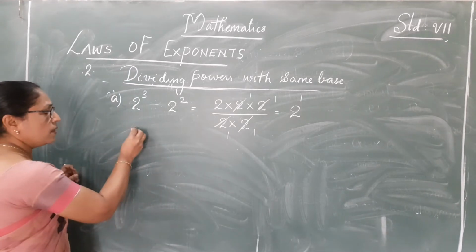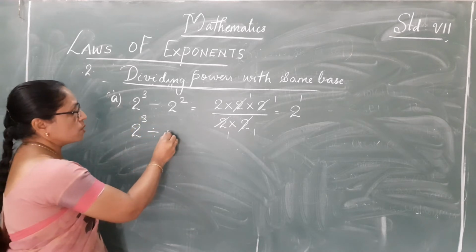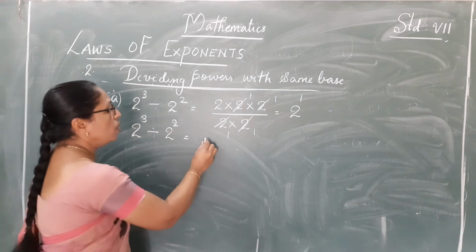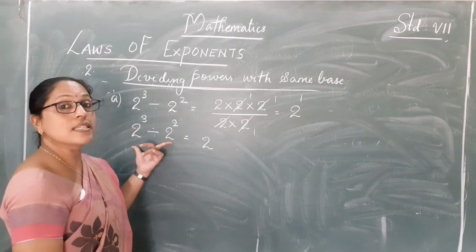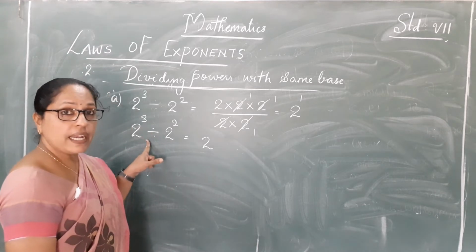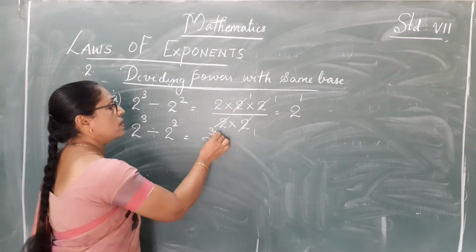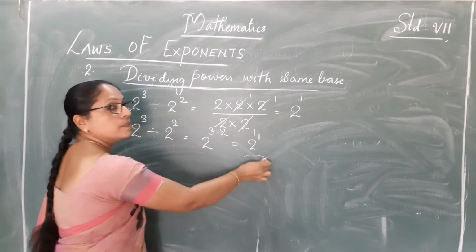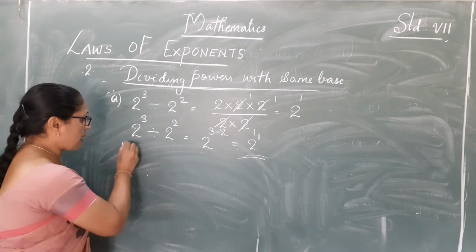So we can solve this problem in a very short way. That is 2 raised to 3 divided by 2 raised to 2 is equal to 2 raised to, subtract the powers when the bases are same. When the bases are same and it is dividing the powers with the same base, subtract the powers. 3 minus 2, which is 2 raised to 1. Okay, so you are learning the second law. Let's see another example.